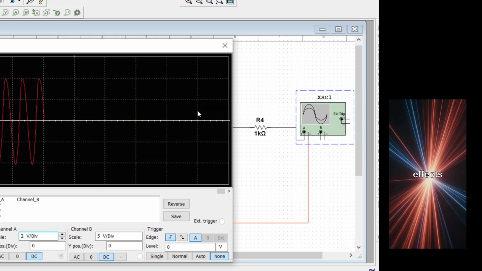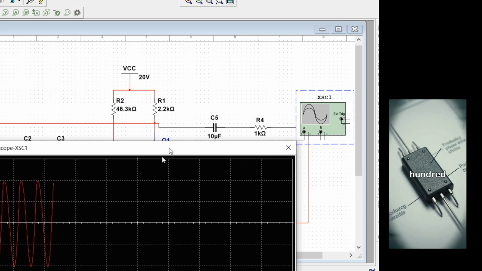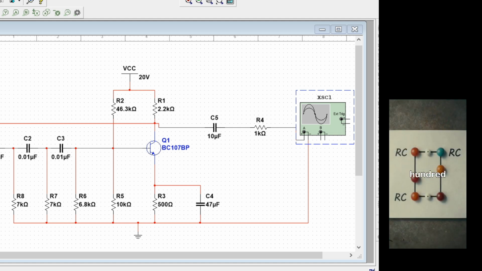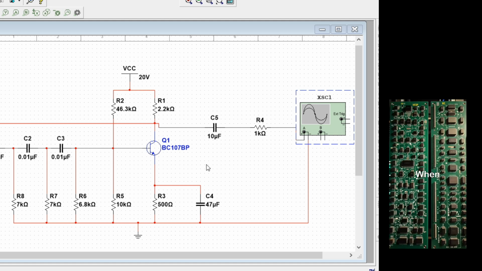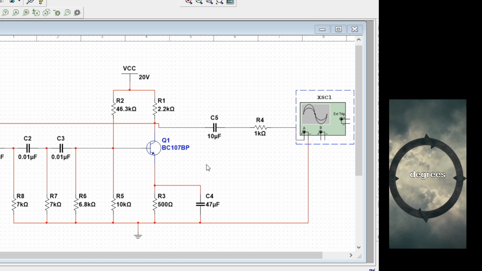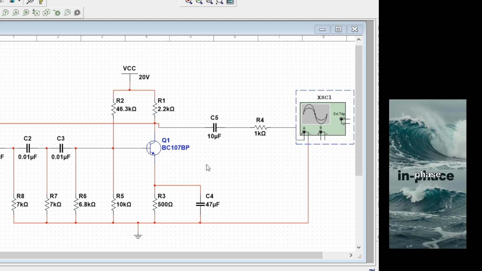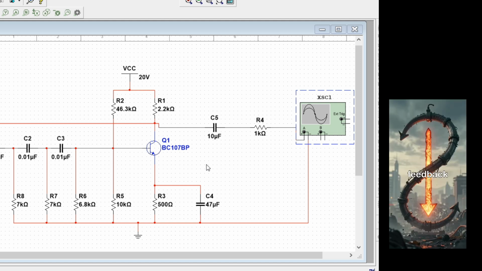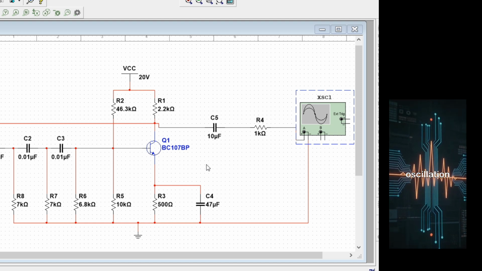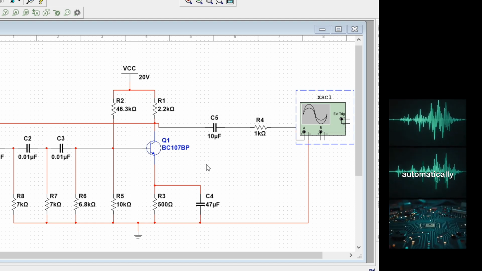Now let us combine both effects. The transistor produces 180 degrees of phase shift. The RC network produces another 180 degrees of phase shift. When these are added together, the total phase shift becomes 360 degrees. This means the feedback signal is in phase with the original signal. Because the feedback is in phase and strong enough, the circuit satisfies the condition for oscillation. As a result, oscillations start automatically.